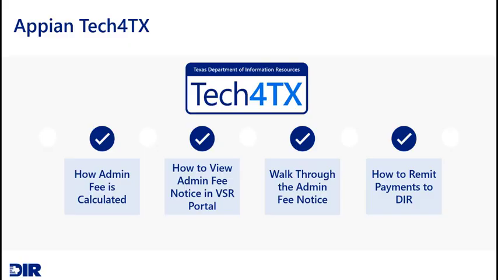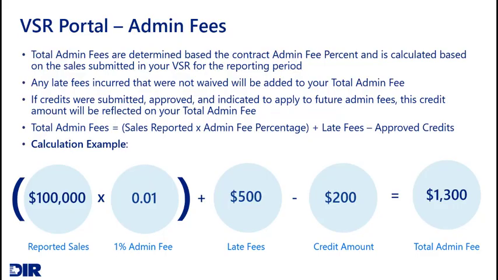This tutorial will walk you through how administrative fees are calculated, including any late fees or credits, how to view your administrative notice in the Vendor Sales Reporting or VSR portal, a walkthrough of the admin fee notice, and how to remit payments to DIR. Total administrative fees are determined based on your contract admin fee percent and are calculated based on the sales submitted in your VSR for the reporting period.